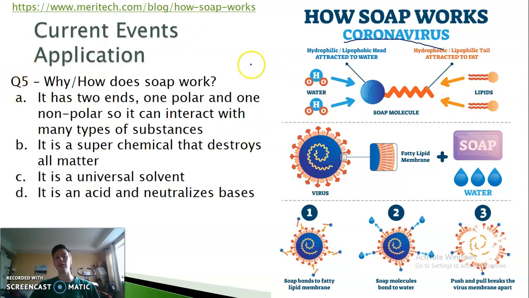All right, so question 5 is, how does soap work? All right, hopefully you saw the right answer here. If you read the other ones, it doesn't destroy matter, right? Matter cannot be created nor destroyed. Universal solvent, that's water. And then we haven't even really talked about acids and bases.